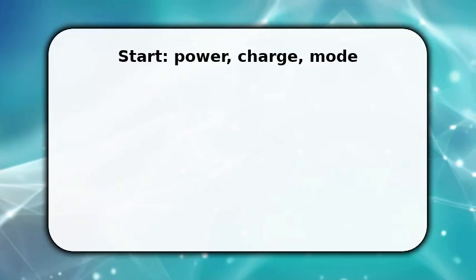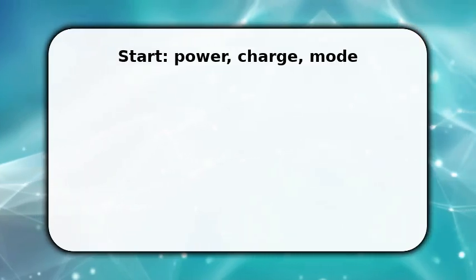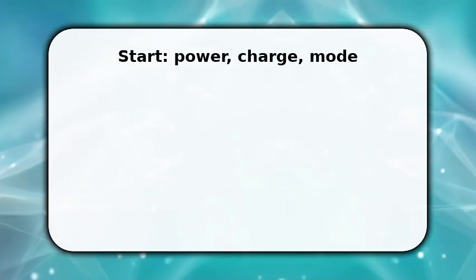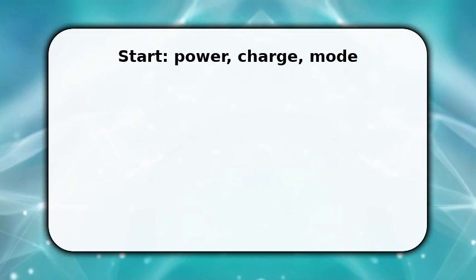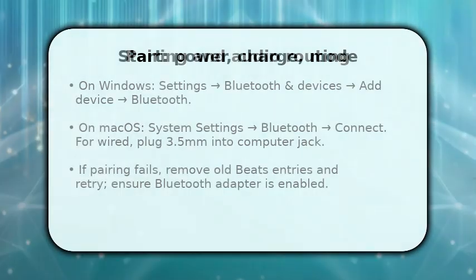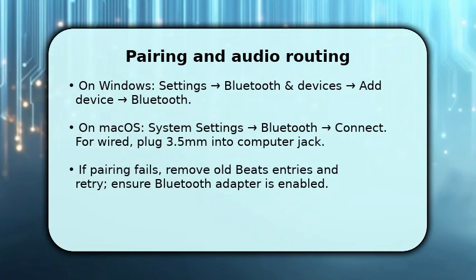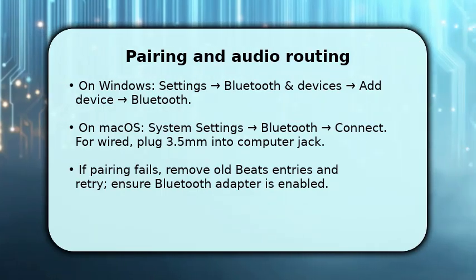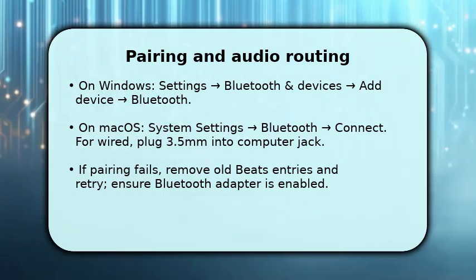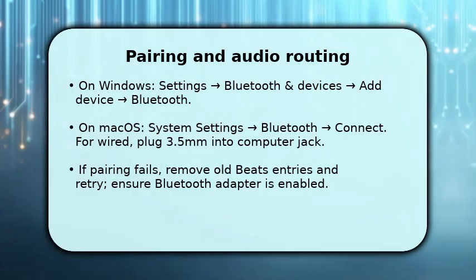To begin pairing right away, press and hold the power button until the LED flashes. That places the headset in discoverable mode so your computer can see it. Once the headphones are discoverable, open your computer's Bluetooth settings to add them. On Windows, choose Add Device, then Bluetooth. On Mac OS, open Bluetooth and select Beat Studio 3.